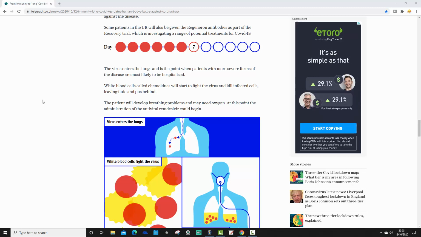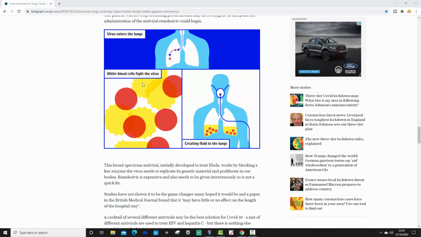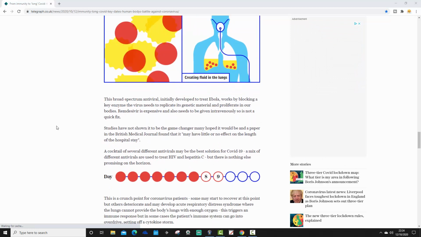White blood cells and chemokines will start to fight the virus and kill infected cells, leaving fluid and pus behind. The patient would have breathing problems and may need oxygen. At this point, the administration of the antiviral remdesivir could begin. So the virus gets into the lungs, invades and takes over the lungs, and then the body attempts to fight back via the immune system, via white blood cells, and that creates all of the problems that we know are associated with coronavirus and COVID-19, where people are unable to breathe.